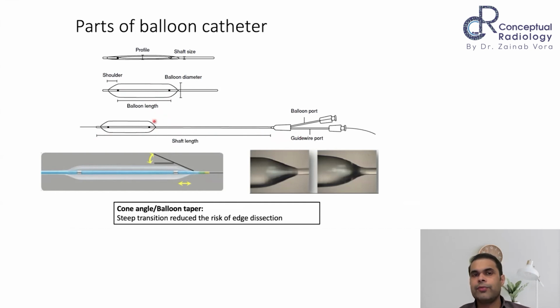So shaft length is for taking the catheter to the right location. Balloon length is what you need to keep in mind as the length of the stenosis, because you would like to cover that in a single balloon as much as possible.